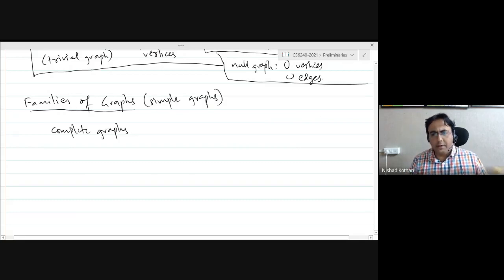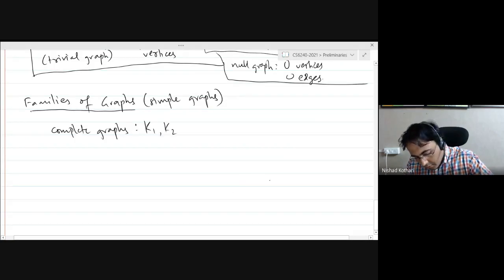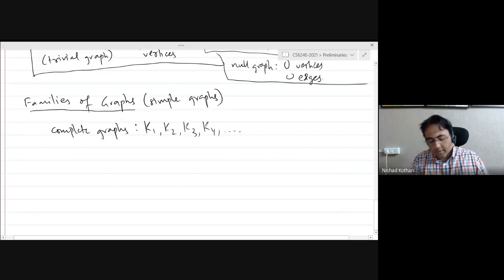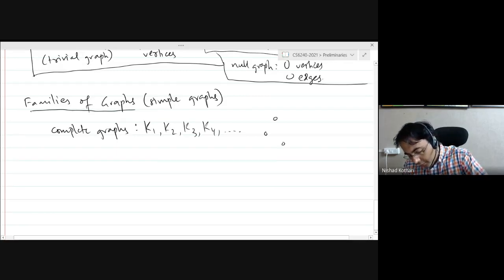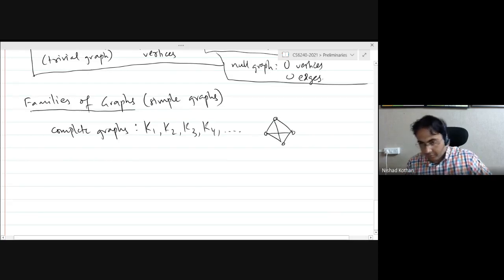Is everybody familiar with complete graphs? If you are not, please mention it. The notation is K for complete, because I think it comes from German or something. So this is K4, a graph with 4 vertices and all possible edges. Simple graph, right?